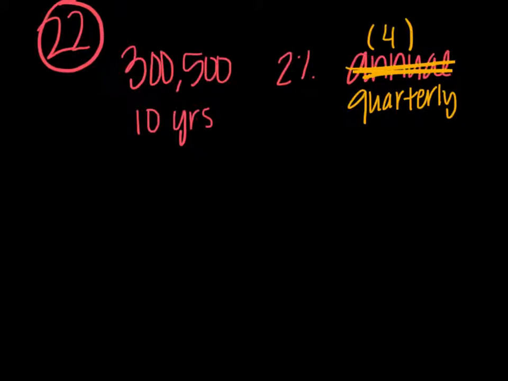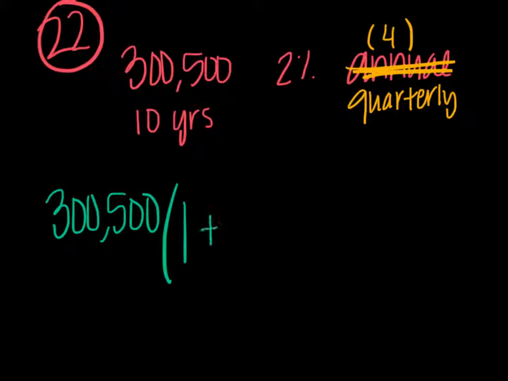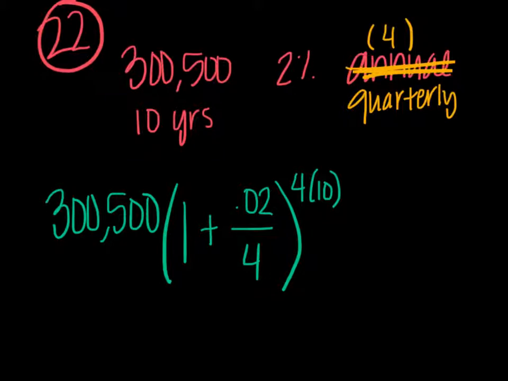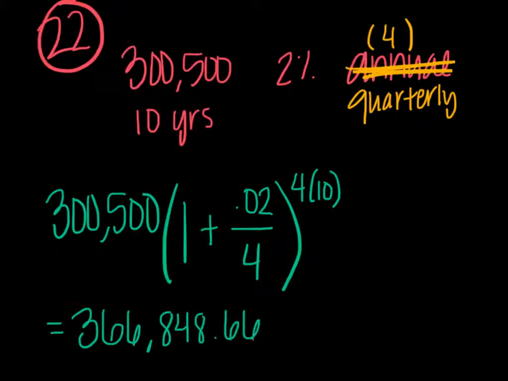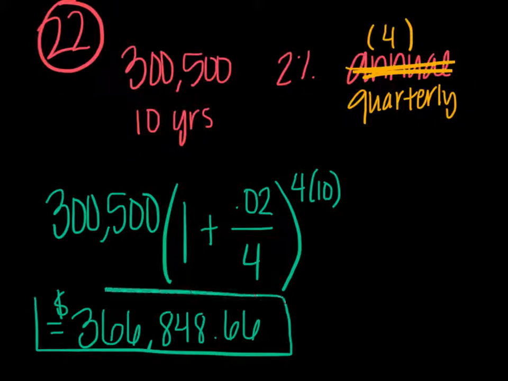Again, we're going to use that compounded interest formula. So our starting balance is $300,500. Then we're going to set this up. We've got 1 plus our interest rate, which is 2%, written as a decimal as 0.02. Compounded quarterly means it's going to happen 4 times, and it's going to happen 4 times for 10 years. So we're going to plug this into our calculator, and I got $366,848.66. So that would be his balance after 10 years.